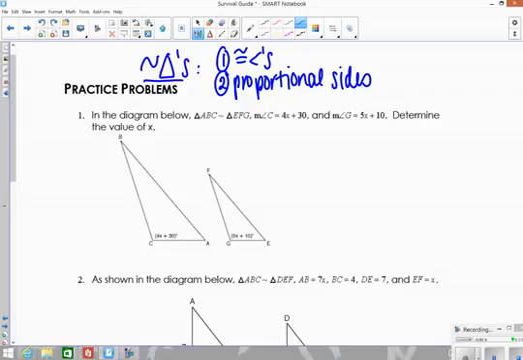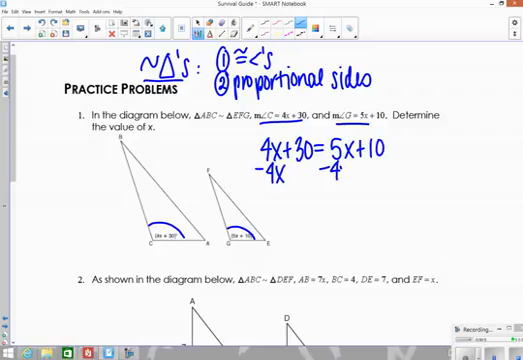For number one, we're given that the two triangles are similar. It tells us the measure of angle C and the measure of angle G. It says determine the value of x. If the triangles are similar, that means the angles are congruent. These have to be equal to each other, so I just set them equal. So 4x plus 30 equals 5x plus 10. Subtract 4x. I'm going to move the 10 over to the other side. So those cancel, and I get 20 equals x. And that's all it wants us to do, find the value of x.